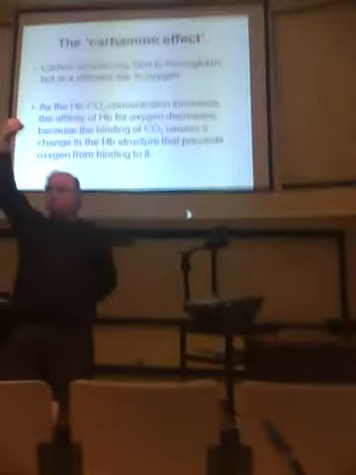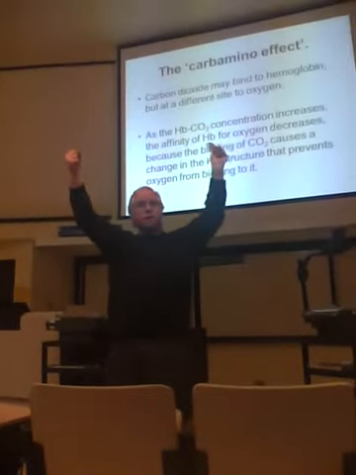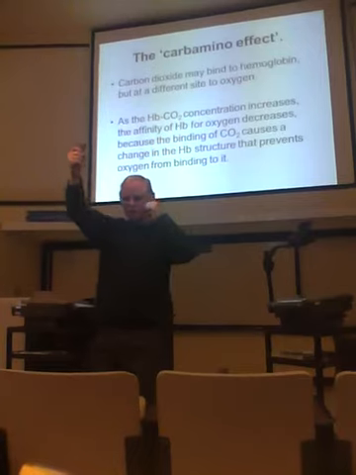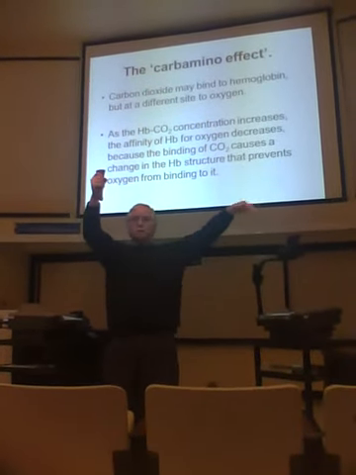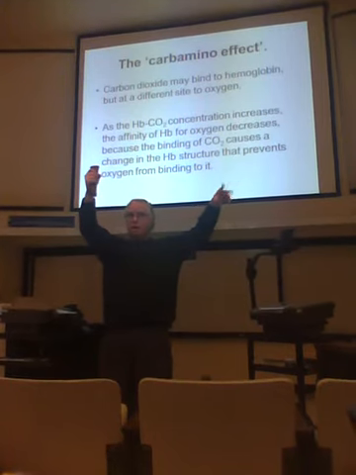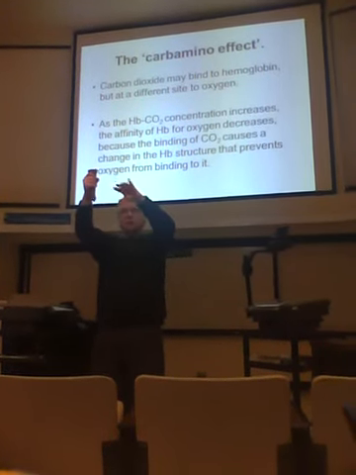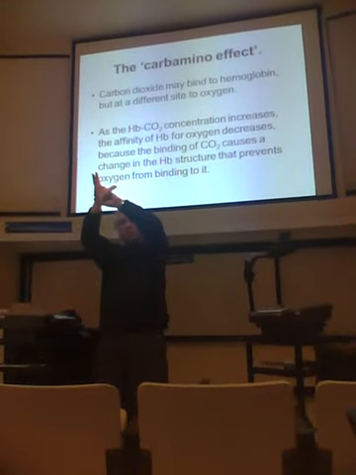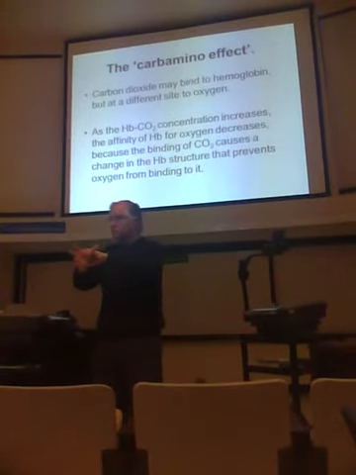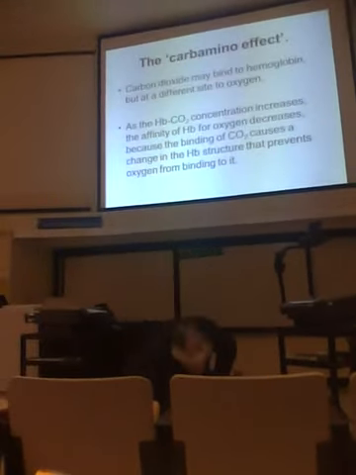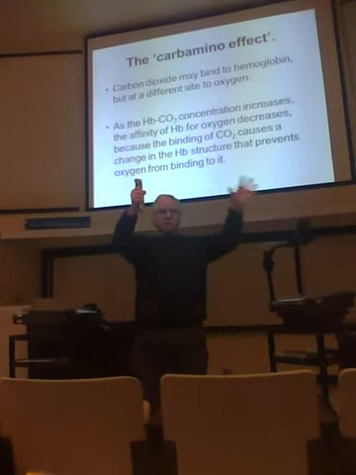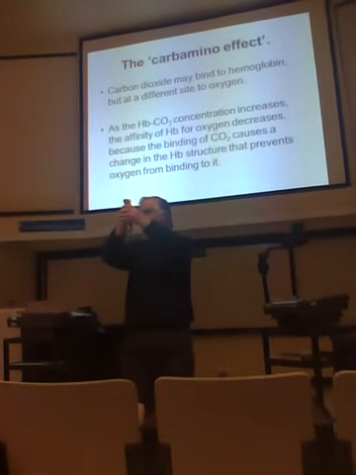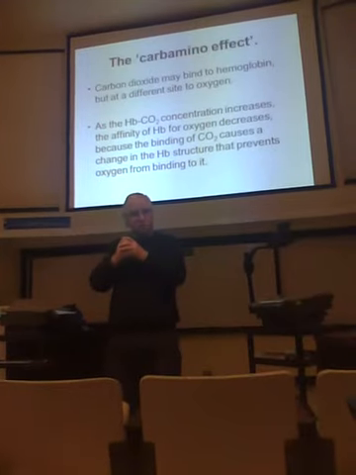Here is hemoglobin. It combines with oxygen. I'm going to review that in the next few slides. I know you've already done it. Here's carbon dioxide. Carbon dioxide comes along and says, oh, hemoglobin, I can attach to that too. It attaches to the hemoglobin, and the hemoglobin releases its oxygen. So the attachment of carbon dioxide to the hemoglobin via the carbamino effect causes the hemoglobin to release its oxygen.